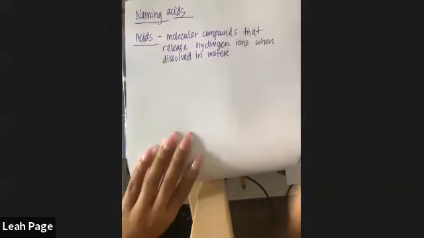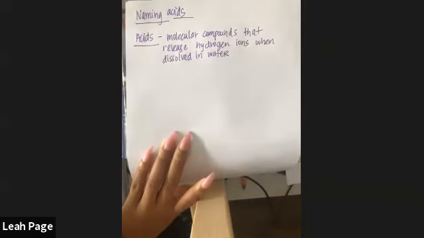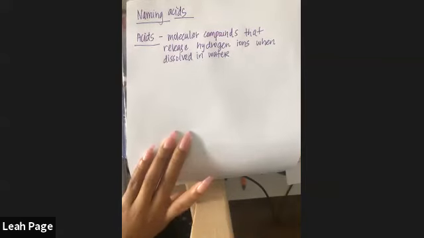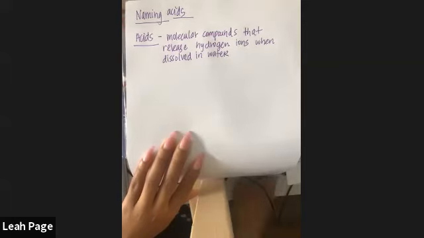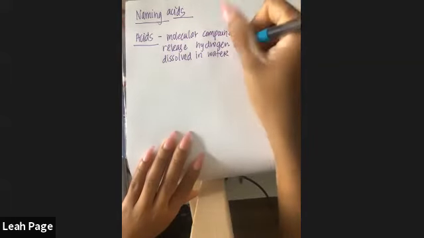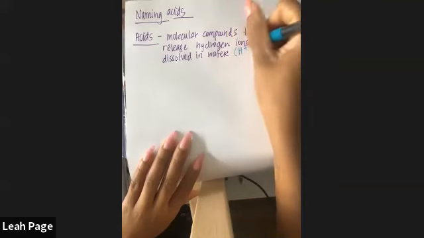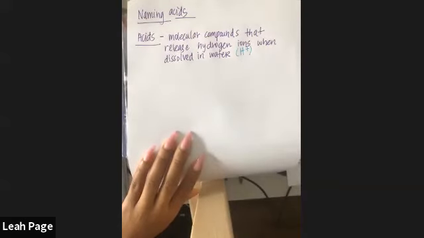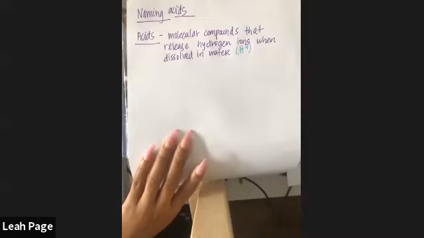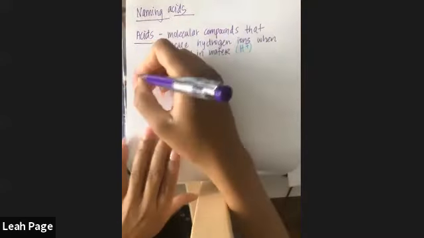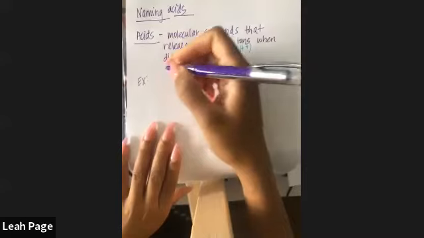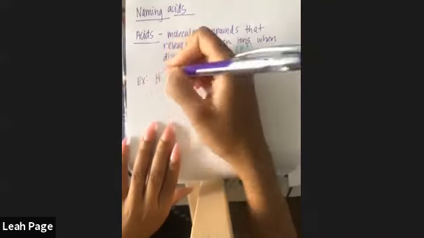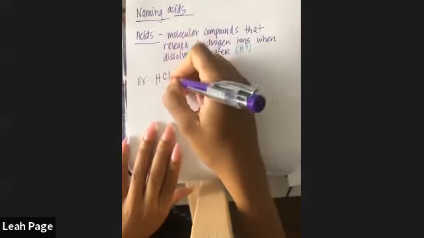All right, so when we have acids, it's just the molecular compounds that release hydrogen ions when dissolved in water. Remember, a hydrogen ion, all it's saying is that I have an H with a positive charge. Hydrogen is in group 1, so when it turns into an ion, it forms a +1 charge. So what this means is, let's say, for instance, I have the acid HCl.